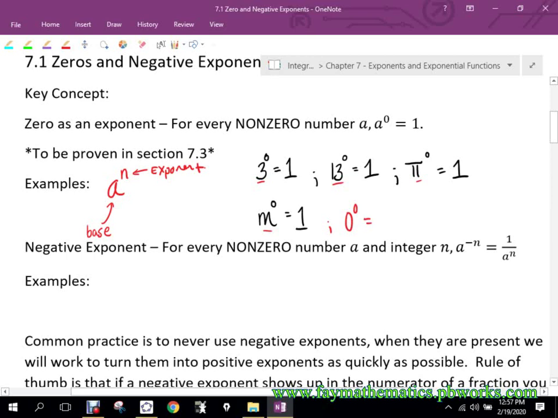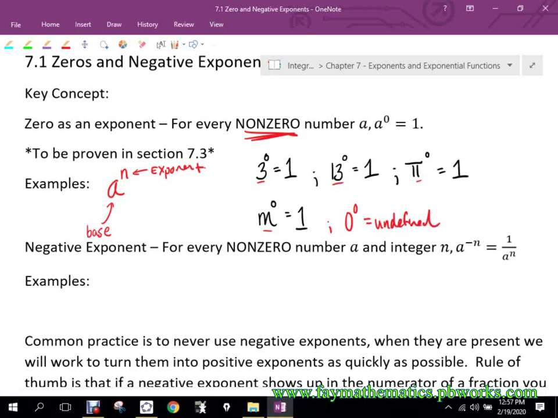I'm going to explain to you guys, and this is just staying aligned with what our text says and what the Common Core says. That is an undefined value, and I'm in agreement with that. Undefined. And it makes sense because the rule, which is what we call a theorem, the theorem up there says for every non-zero number.